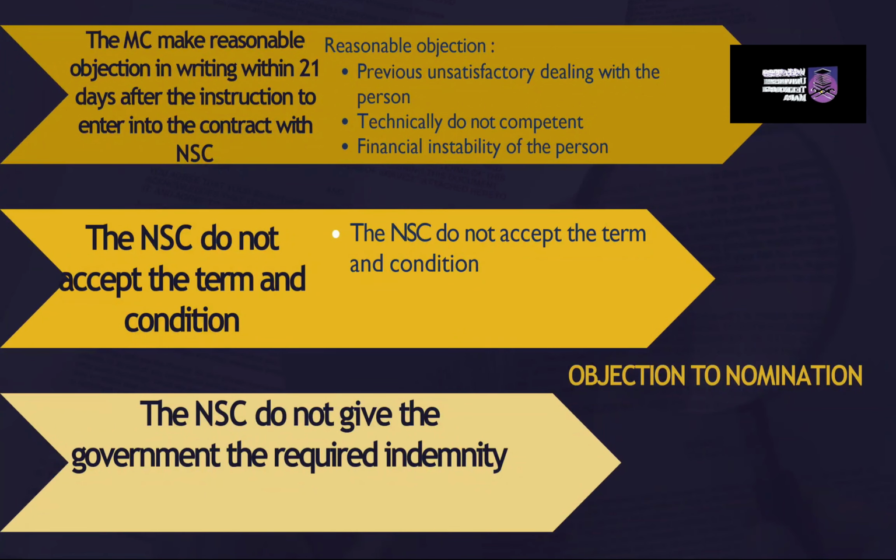Reason number 3: if the proposed subcontractor will not give the government the required indemnity. Examples in this case are: number 1, subcontractor cannot comply with any of the stated terms and conditions of the indemnity or protections. Number 2, additional conditions imposed by the subcontractor in regards to the indemnity.